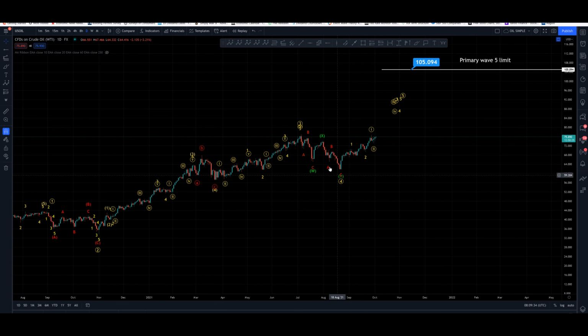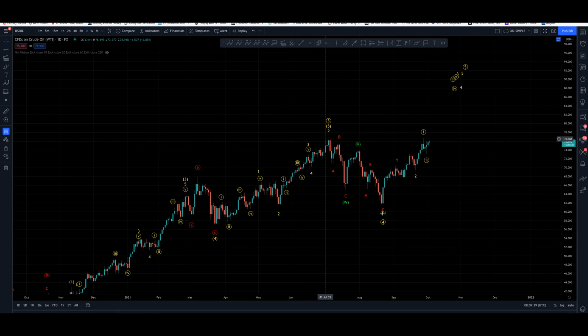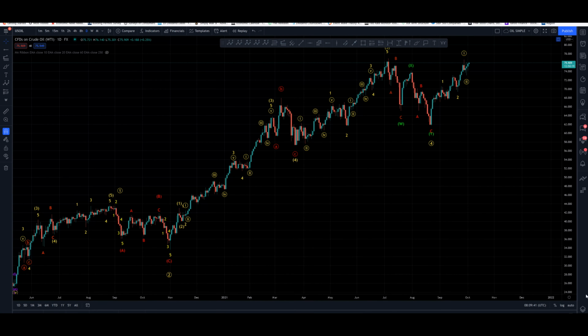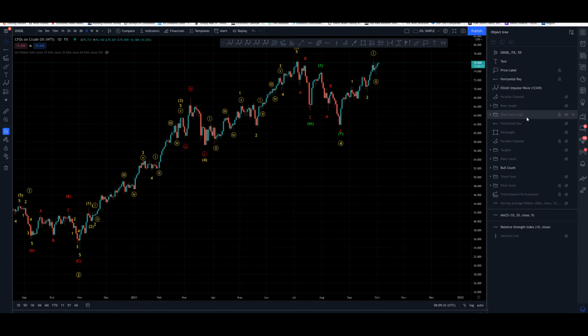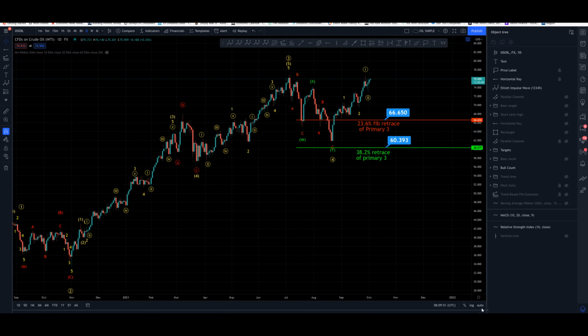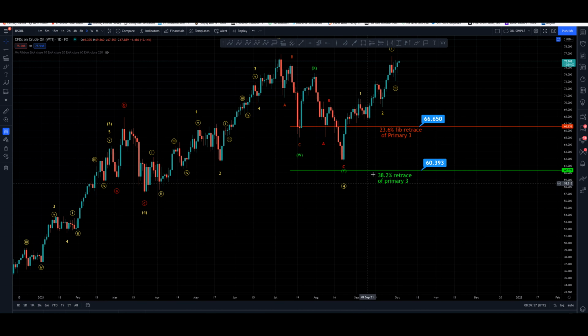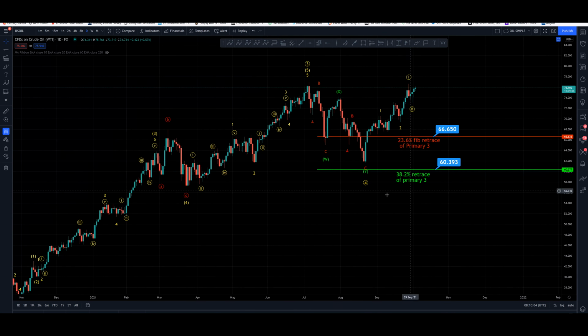Now, regarding what we've done so far off of the low, having found our low here in the wave 4, I can't remember what we retraced here in the end. Let's have a quick look. So we pulled back between the 23.6 and the 38.2. If we just look at it in log, yeah, it's basically the same. Yeah, so we pulled back between the 38.2% retrace here, the primary 3, and the 23.6.